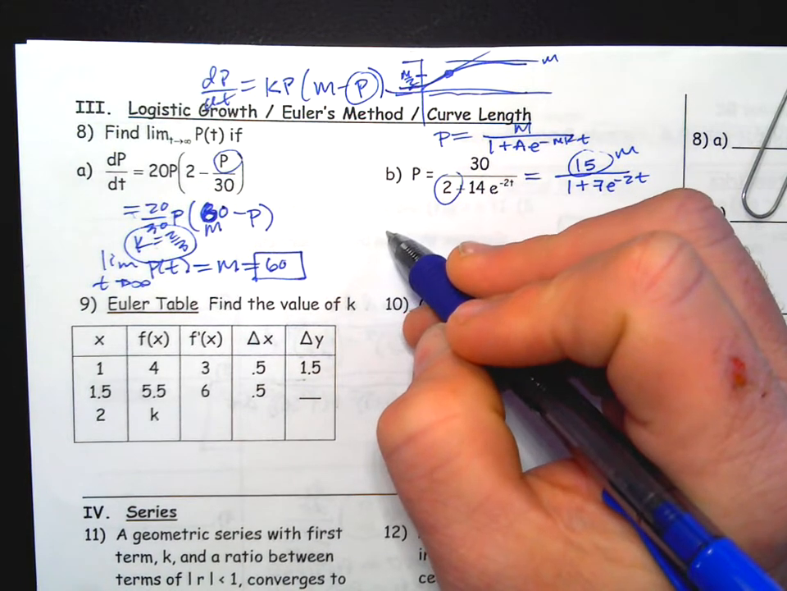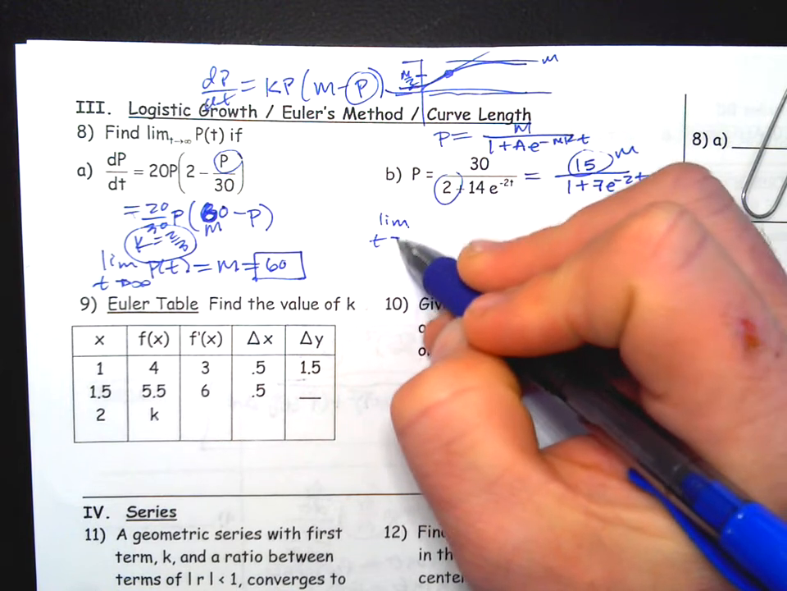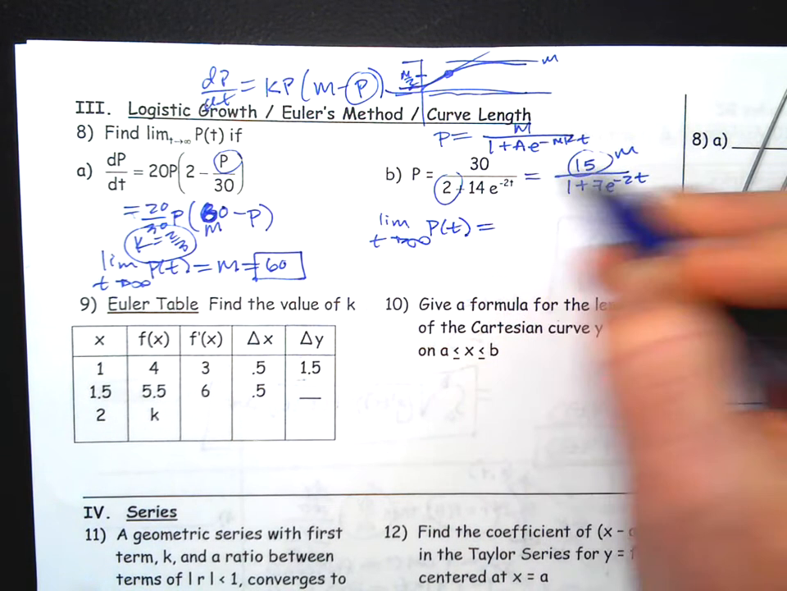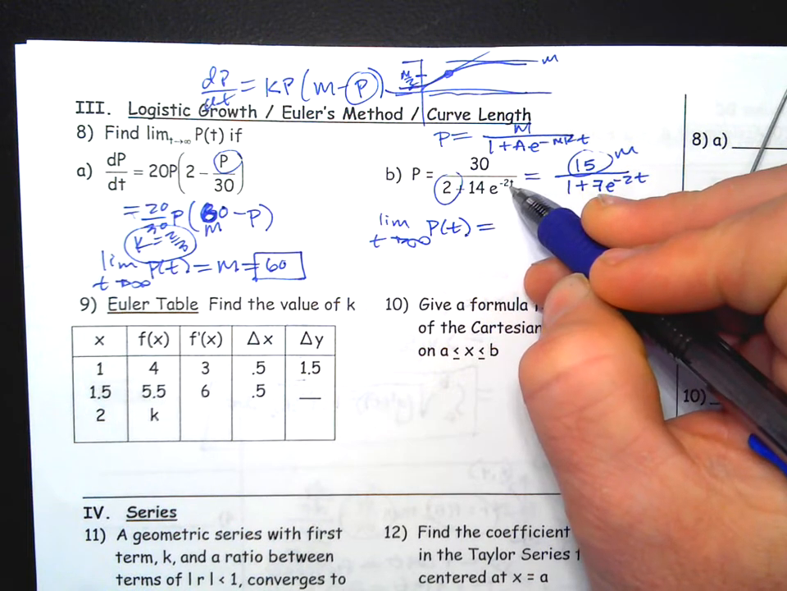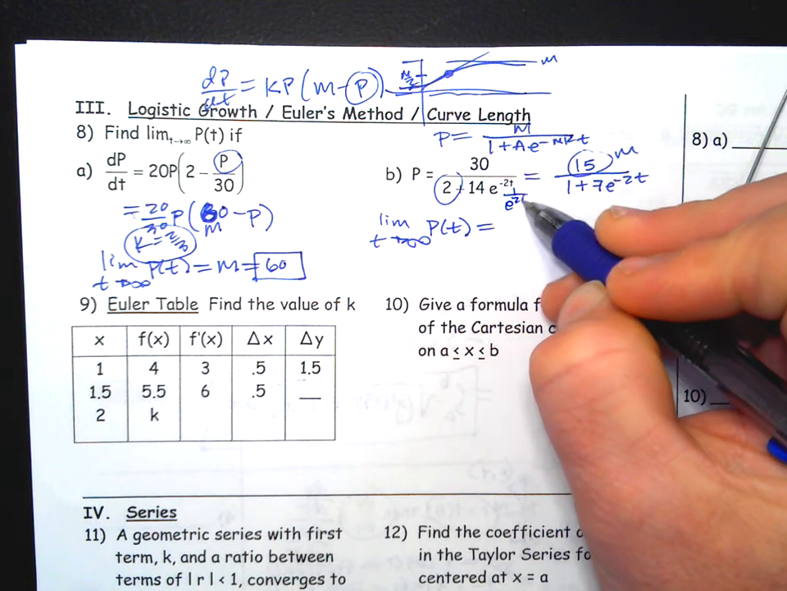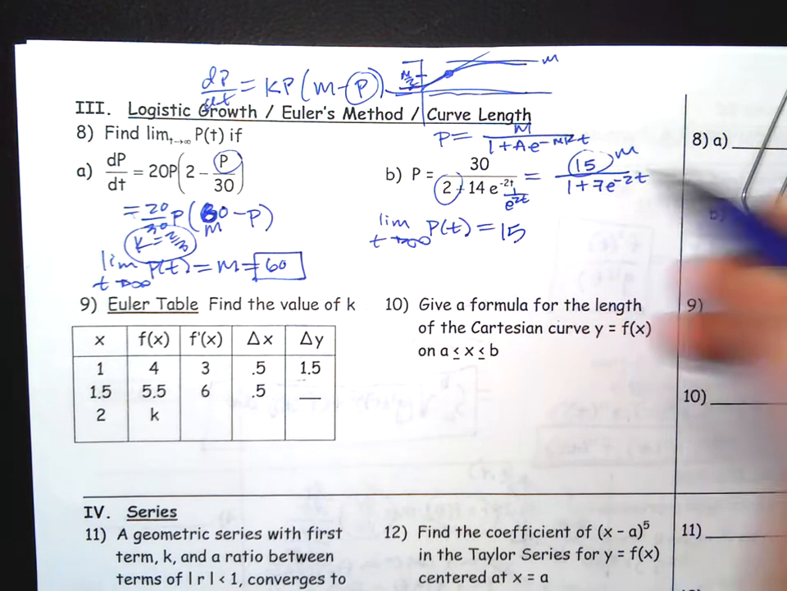So I could answer the question that they're asking, the limit as t goes to infinity of this, which you could probably answer anyways without having done this, because e to the 2t is going to go to infinity, so 1 over that is going to go to 0. It's going to be 30 over 2, which is 15. So that makes sense too.